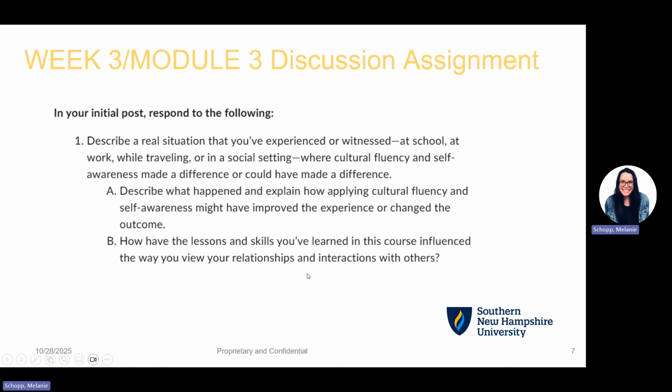So you're going to think of a situation that either you've experienced or witnessed, and it could be anywhere, where cultural fluency and self-awareness made a difference or could have made a difference. You're describing what happened, and you want to explain how applying cultural fluency and self-awareness could have or might have improved the experience or changed the outcome. And then you also want to share how the lessons and skills you have learned so far in this course influence the way you view your relationships and interactions with others. As always, write in complete sentences, and I always tell students the more details and examples you can give, it just helps fully explain your thoughts, okay?